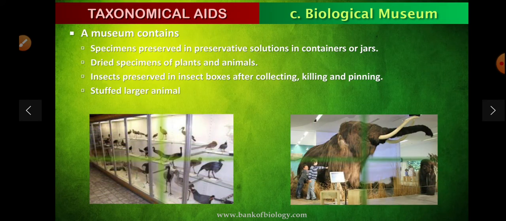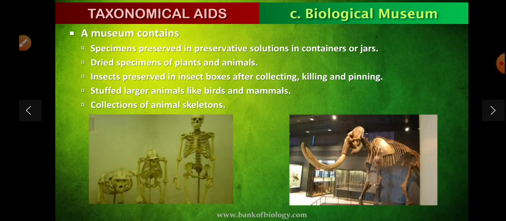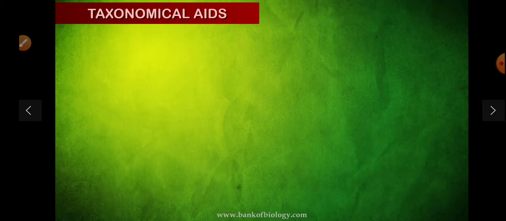Insects are preserved in insect boxes after collecting, killing, or pinning. Large animals like birds and mammals are stuffed. There is also a collection of animal skeletons. These are all done in order to study their morphology and anatomy.